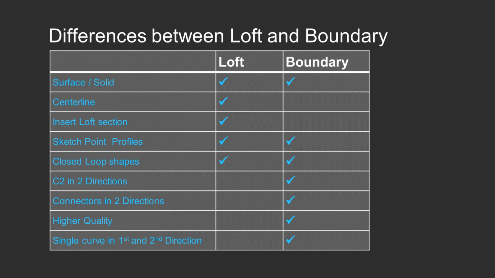And another very useful feature about boundary is that you can create a boundary with only a first and second direction curve. Think of a cross or two curves that cross each other. If you assign the first part of the cross as first direction, the second part as the second direction, then you get a general solution between the two. And I find that really helpful.